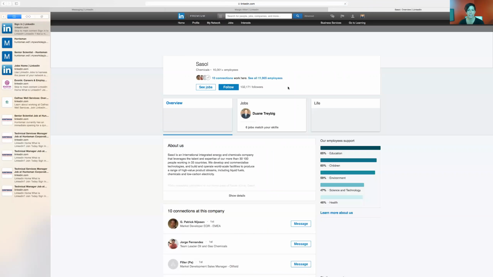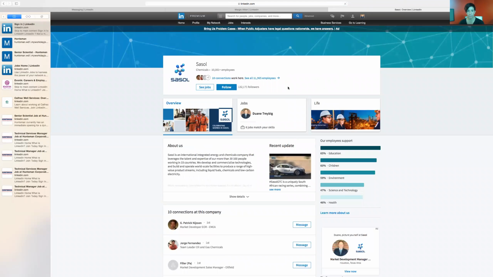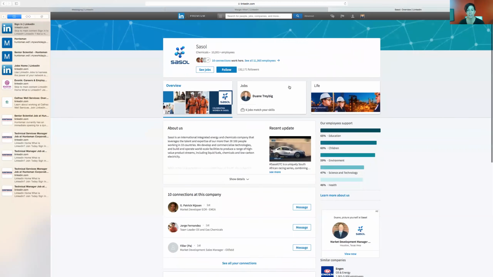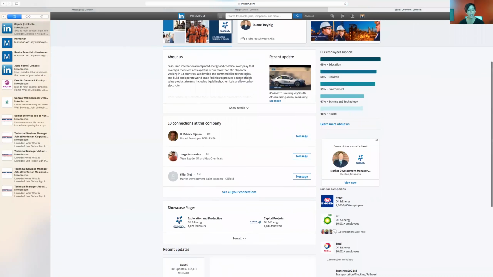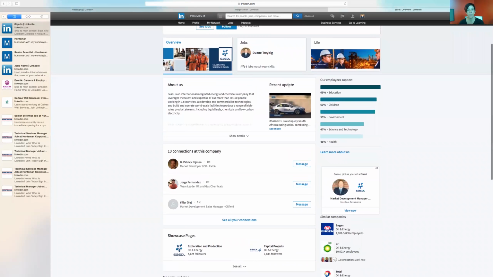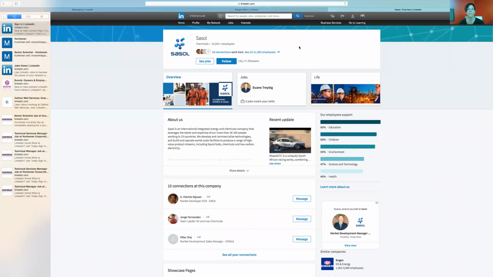Now this has brought you to their business page, and the business page outlines everything that's going on with Sasol. I go to the very top, trying to find their website. Also, do you notice you have 10 connections who work for Sasol that are connected to you on LinkedIn? Yes, Paul Filler, I know very well. So you also want to try the people you know there to help get your resume to the recruiter handling the job.